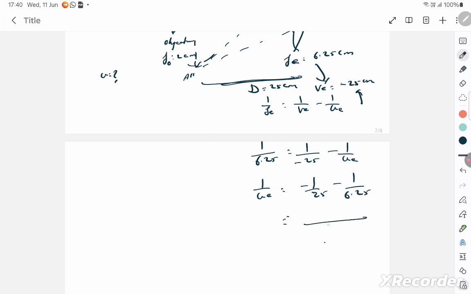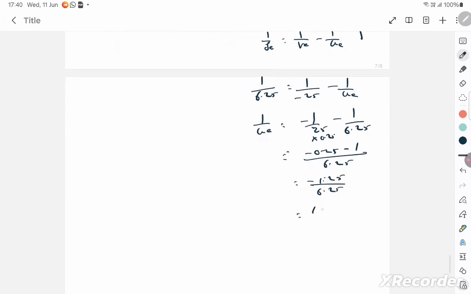25 is 625, so we can still write this with 6.25 as the LCM. It can be 0.25 into 0.25, so it will be 0.25 minus 1, which will be minus 1.25 by 6.25. Let's multiply both the numerator and denominator by 100. 125 by 625. 25 fives are 125, 25 sixes are 625. So can I say UE is minus 5 centimeter?